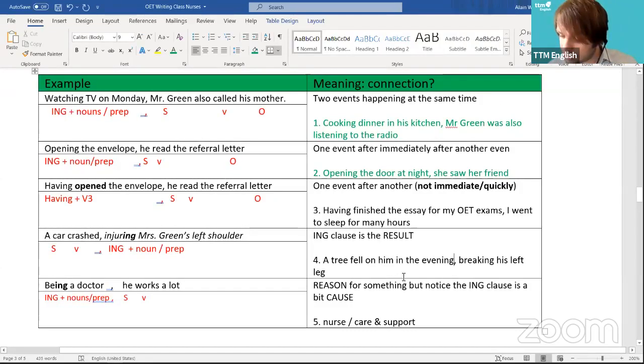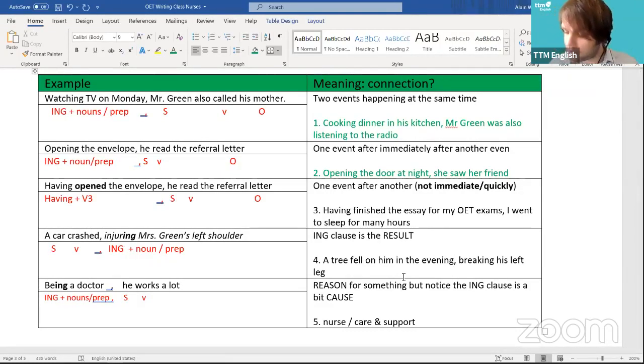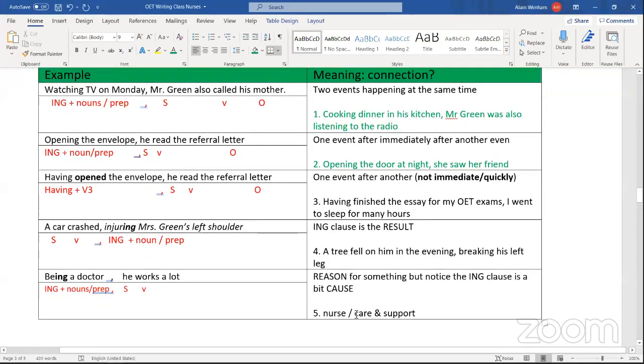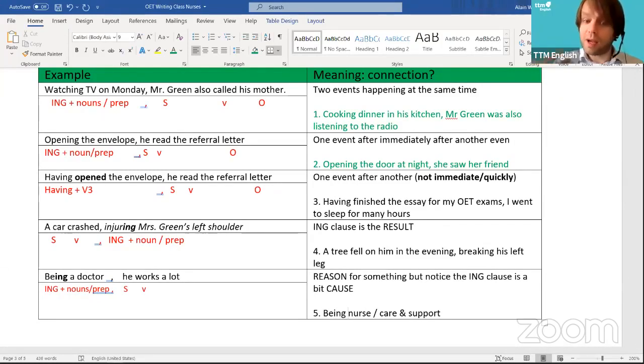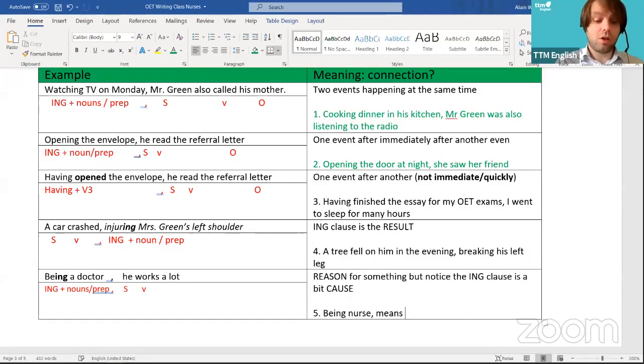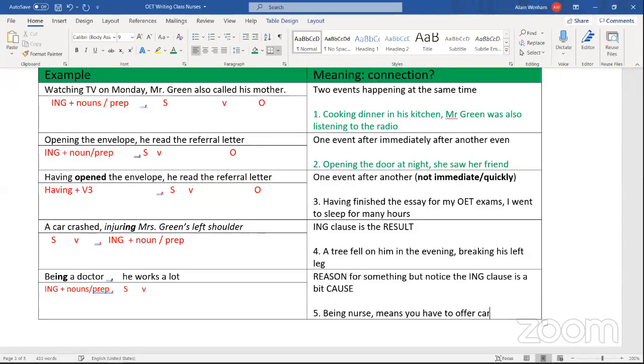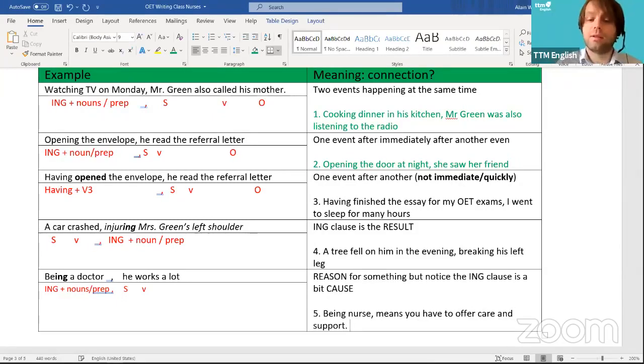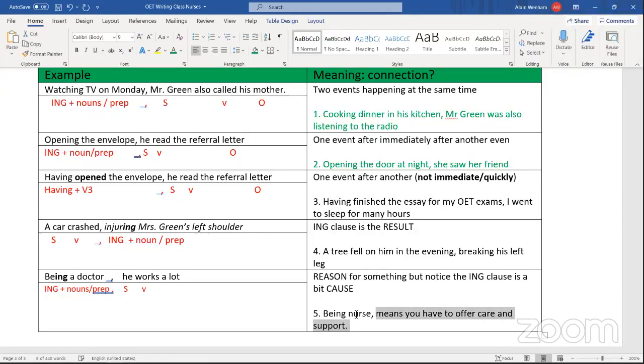Has anyone not spoken yet? Christina, I haven't spoken to you. You can do this, Christina, right? Easy. So are you a nurse, Christina? Yes, I am. So being a nurse, you could say this about yourself. Being a nurse means you have to offer care and support. If you want to have that, it means you have to offer care and support. I like that. This clause is a bit more complex, but I like it. Very, very nice.